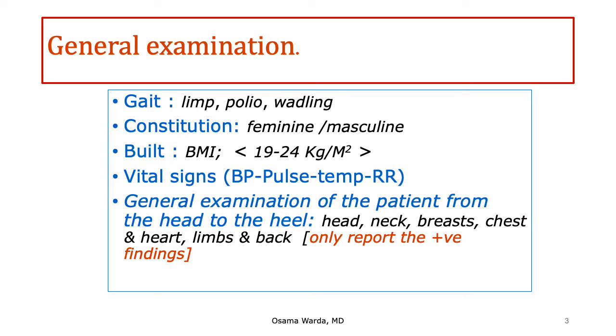The second item is the constitution. What's meant by constitution? Constitution here is meant whether this constitution is feminine or masculine. That's to say, we are all agreed that the female body have different distribution of fat than that of the male body. If the pelvic girdle is wider than the shoulder girdle, this constitution is feminine constitution. If the reverse is present, the shoulder girdle is wider than the pelvic girdle, this is a masculine constitution.